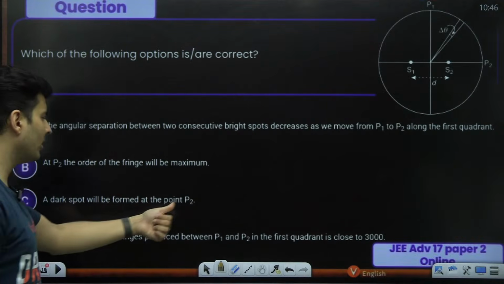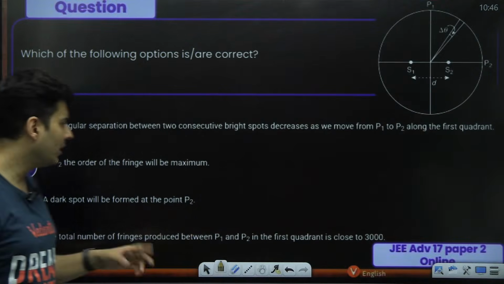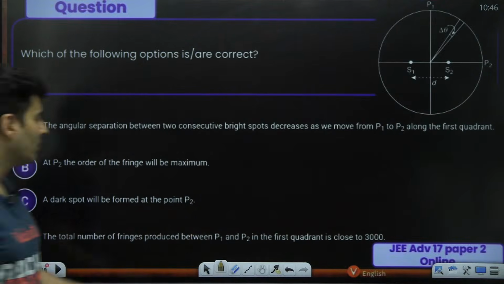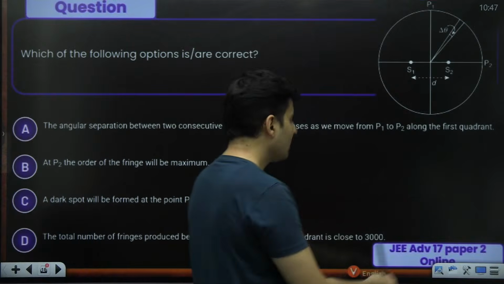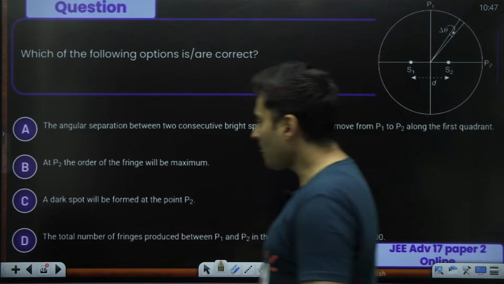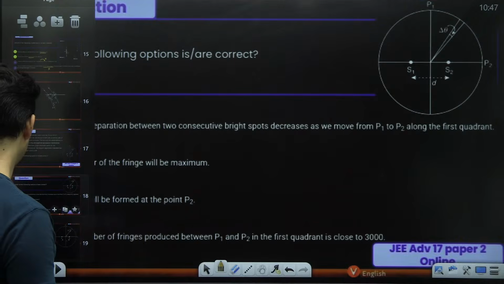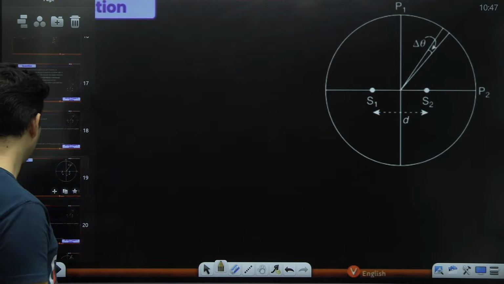Then a dark spot will be formed at P2. That means over here. So either it is bright or dark, we have to figure that out. The total number of fringes between P1 and P2 is around 3000. That's what they are saying. Okay, fine. Let's see what we do. First, let me just see if I have only the diagram. Yes, I have only the diagram.